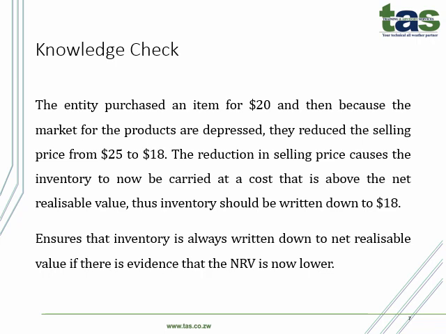This is because, in terms of the principle, $20 is the cost and $18 is now the net realizable value, as it represents the value that the company expects to receive should it sell the inventory in an orderly transaction between market participants. Therefore, the inventory now has to be written down to $18, which reflects a more realistic value for the inventory that it currently holds.